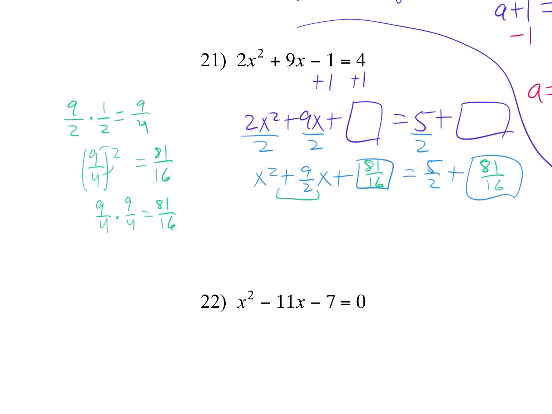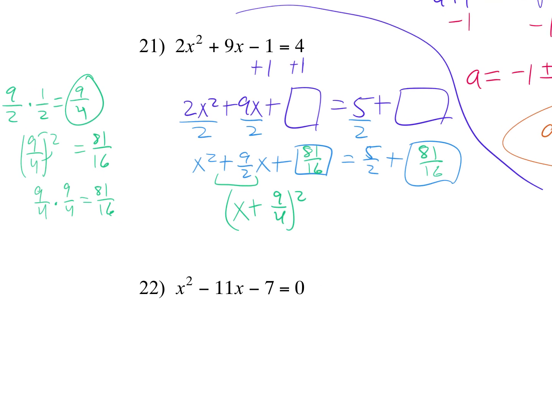All right, and then factoring our perfect square trinomial, we're going to use our b over 2 term. So we get x plus 9 over 4, that was our b over 2 term, squared, and then we want to get a common denominator. 5 over 2 and 81 over 16 share a denominator of 16. So let's multiply the top and the bottom of 5 over 2 by 8, because we want a denominator of 16. And then we get 40 over 16 plus 81 over 16.